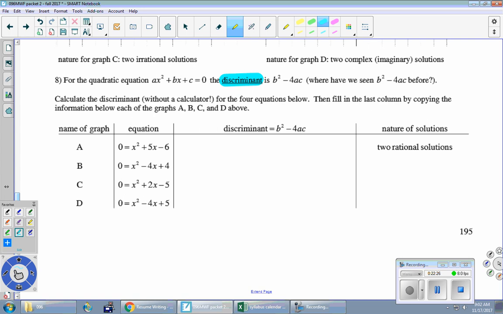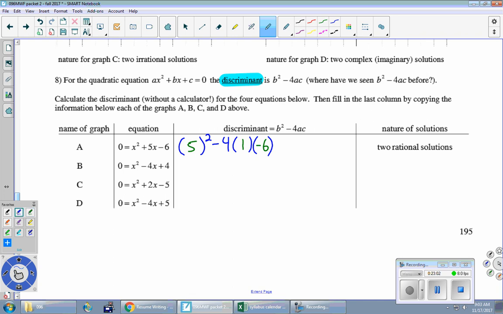Here are the equations for the 4 parabolas. They're all y equals parabolas, but these are 0 equals for our equations. Let's go ahead and calculate the discriminant here. 0 equals x squared plus 5x minus 6. b squared minus 4ac. Something squared minus 4 times something times something. That's what we're computing here. How much is b for this first parabola? 5. So that goes there. How much is a? 1, and c? Negative 6. Good. And make sure we grab that negative.